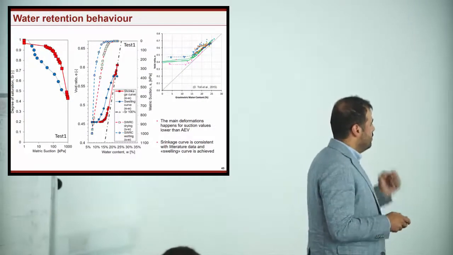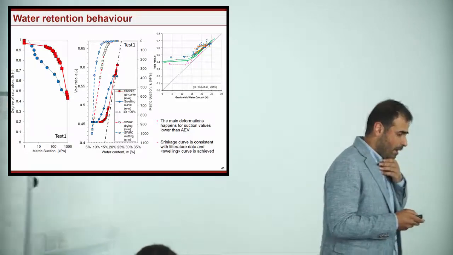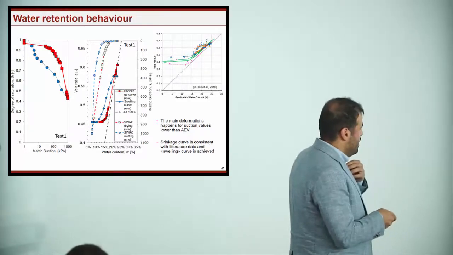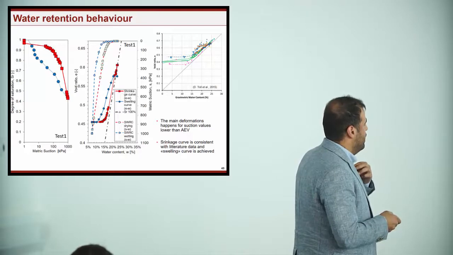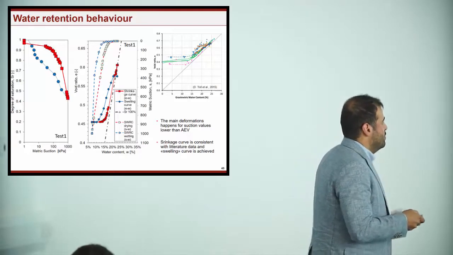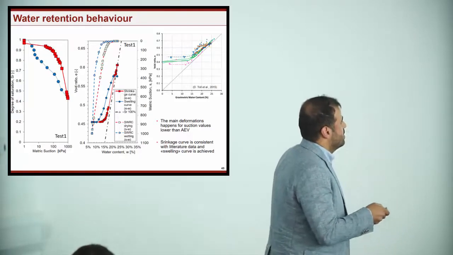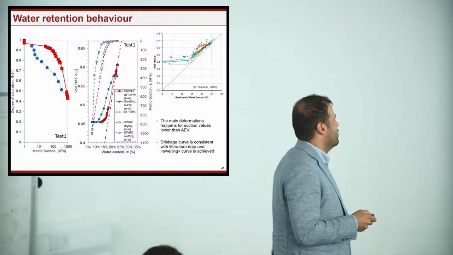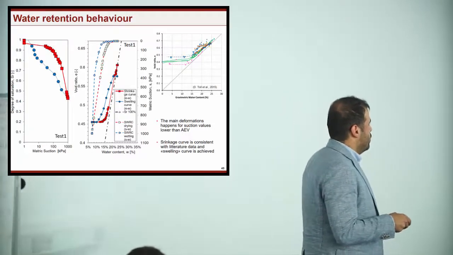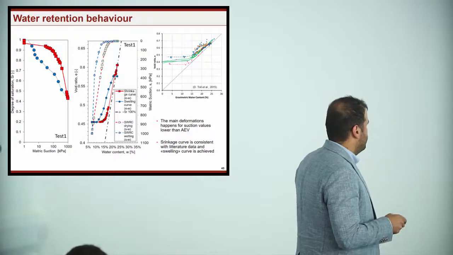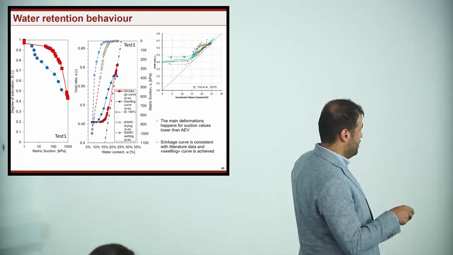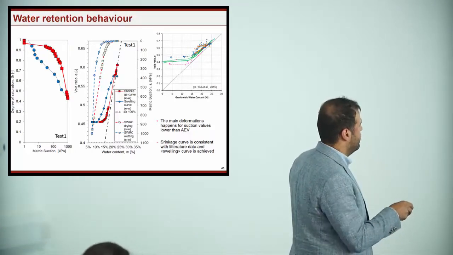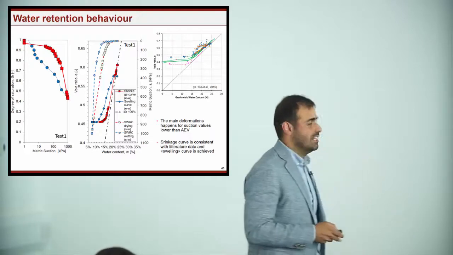The shrinkage curve was achieved, and we can see that first of all the shape is in agreement with other results found in the literature. For example, here we can see the results provided by Professor David Toll in 2015. And we also got the swelling curve. Moreover, we can see that all the deformation happens before the air entry value, and then we are at the shrinkage limit.